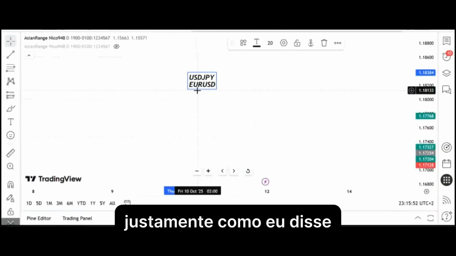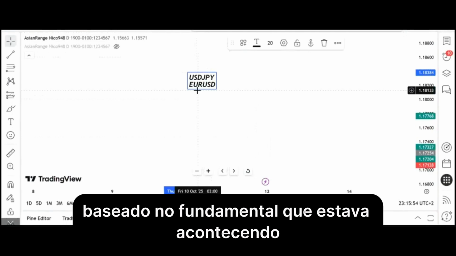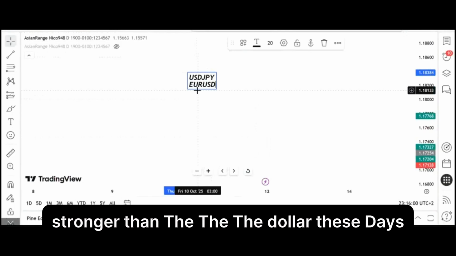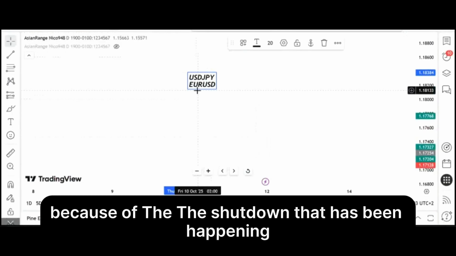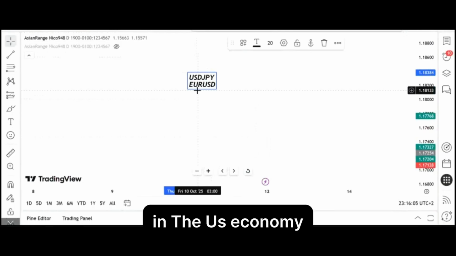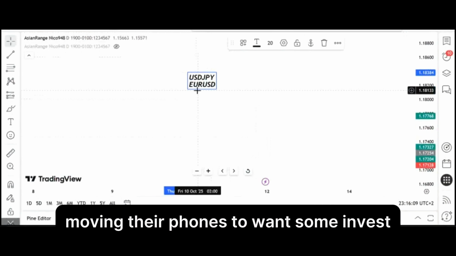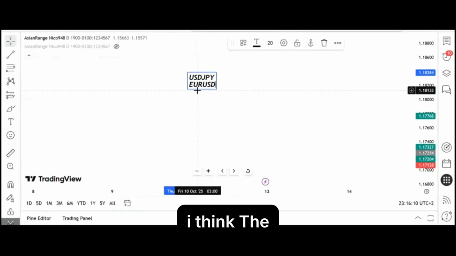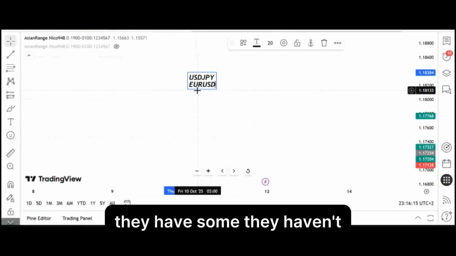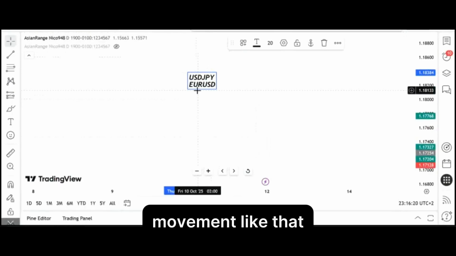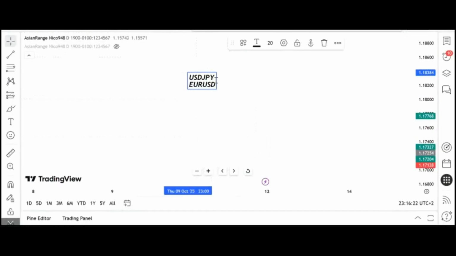But in this period, based on the fundamentals that were happening, JPY was stronger than the dollar these days because of the shutdown that has been happening in the US economy, because most people have been moving their funds to safer investments. I think the Japanese government, which is Asian, there's this thing where a lot of people move money like that too. I don't know. I think I'll check it later.